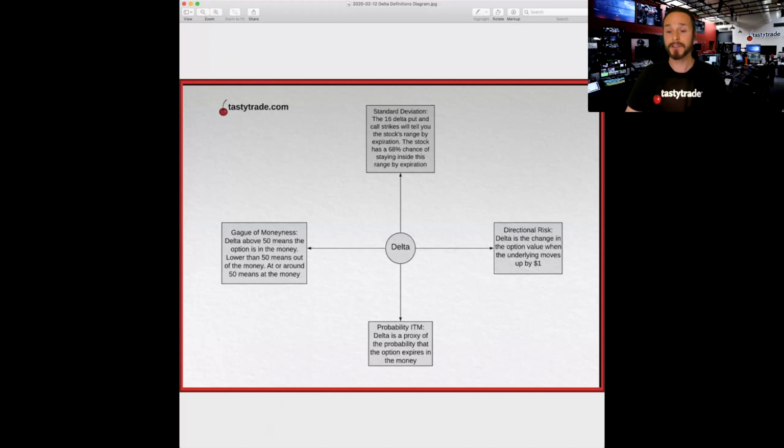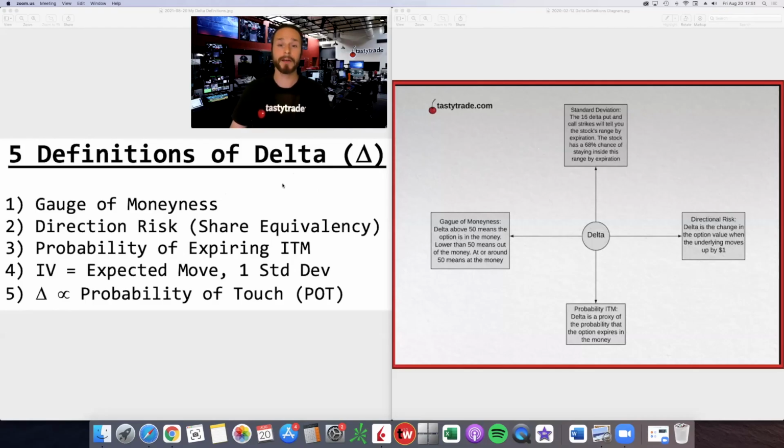So I got the idea for this from this Tasty Trade slide, which has actually 4 definitions of delta here. And I've added on the 5th one. So if we compare my version on the left to the Tasty Trade slide on the right, you can see they've got my number 1 here, gauge of moneyness. Delta above 50 means option is in the money. Lower than 50 means out of the money. At or around 50 means at the money. I'm going to show some examples of all of these concepts using my trading platform.